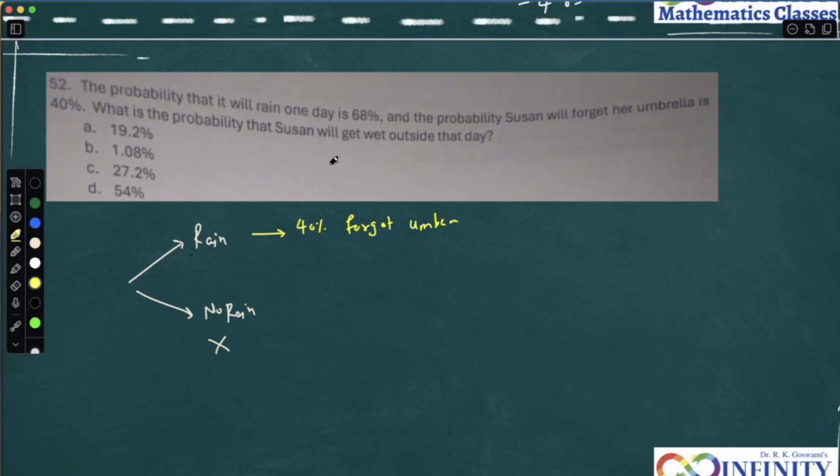Okay, what is the probability that Susan will get wet that day? The answer is simple. What is the probability of rain? And after this, what is the probability of forgetting? Only whenever they happen together will Susan be wet outside. So this is going to be probability of rain multiplied by probability of forgetting umbrella.